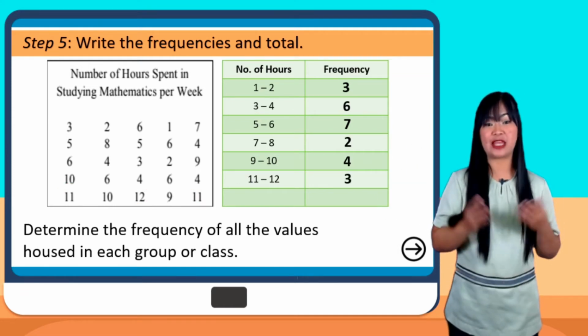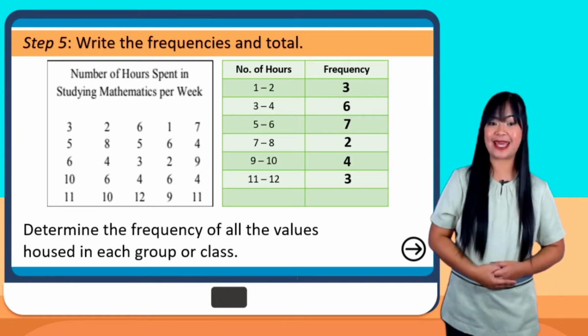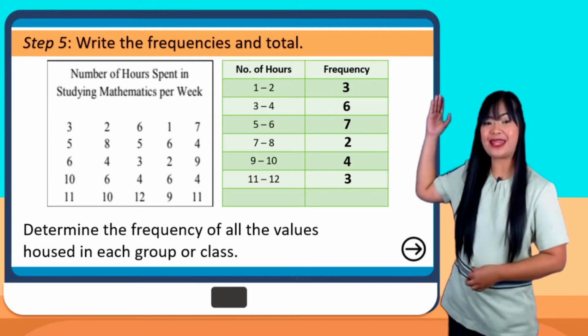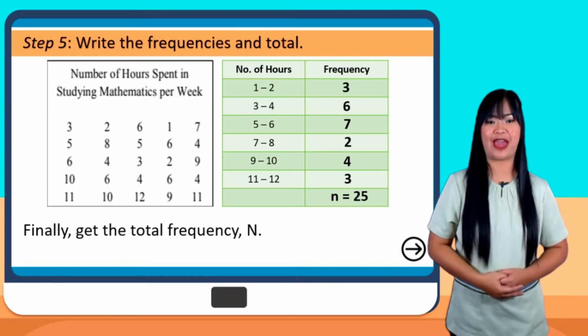Now that we completed the frequencies, we will get the total of the frequencies, which is represented by n. So adding all the frequencies gives us n equals 25.